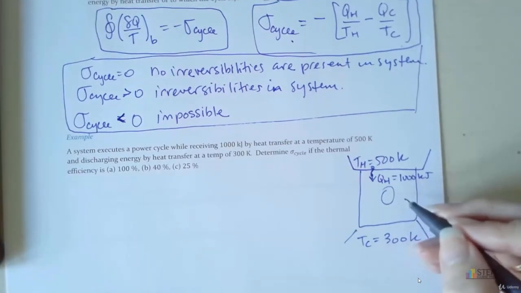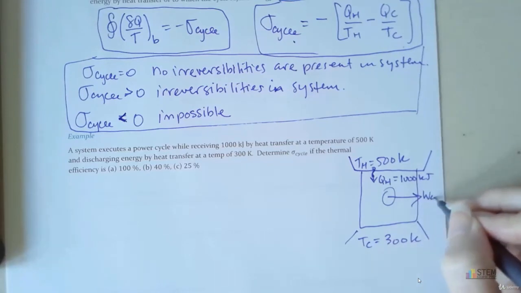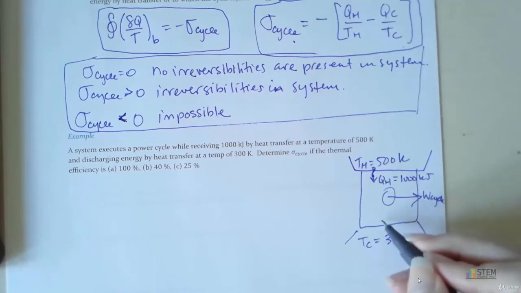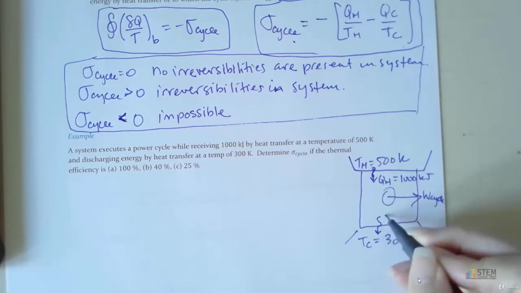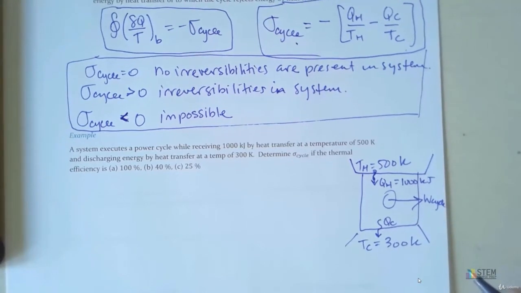Now remember the power cycle, we're going to have work going out. So let's draw that arrow. And then, since it's not 100% efficient, we're going to discharge energy to the cold reservoir. That's going to be QC. All right. So that's our setup here. That's what we got going on.